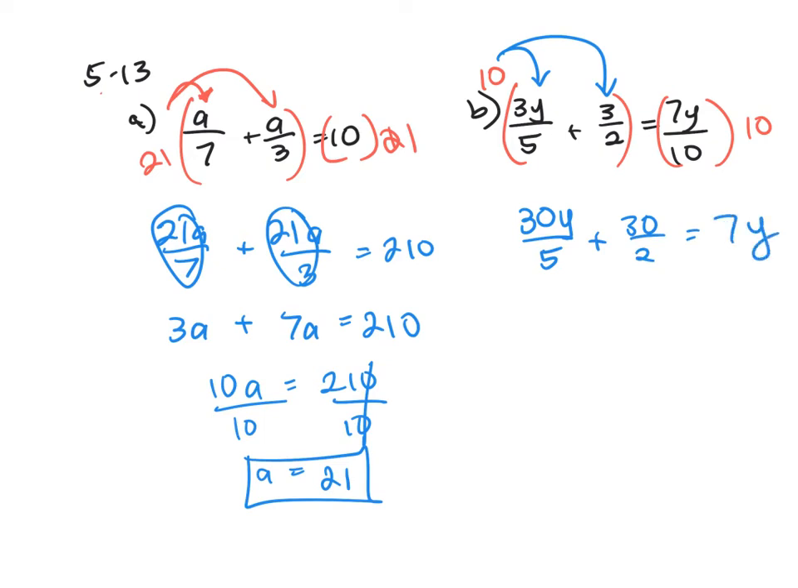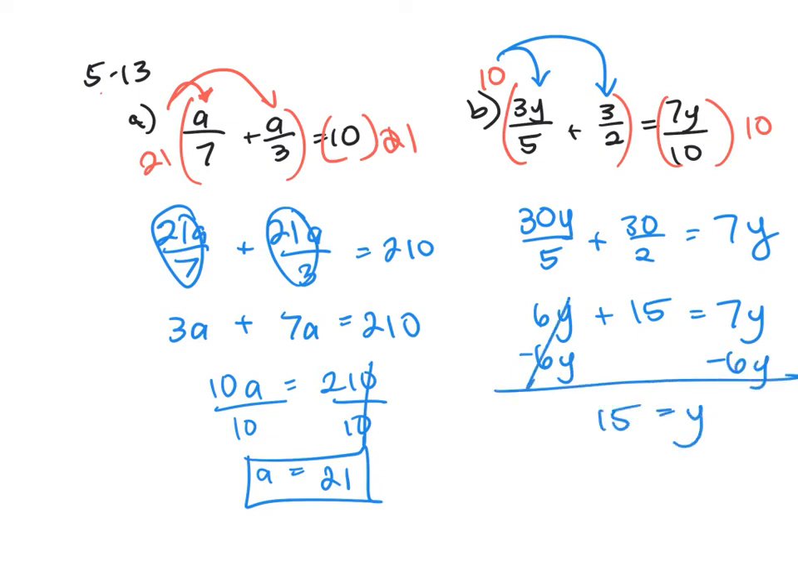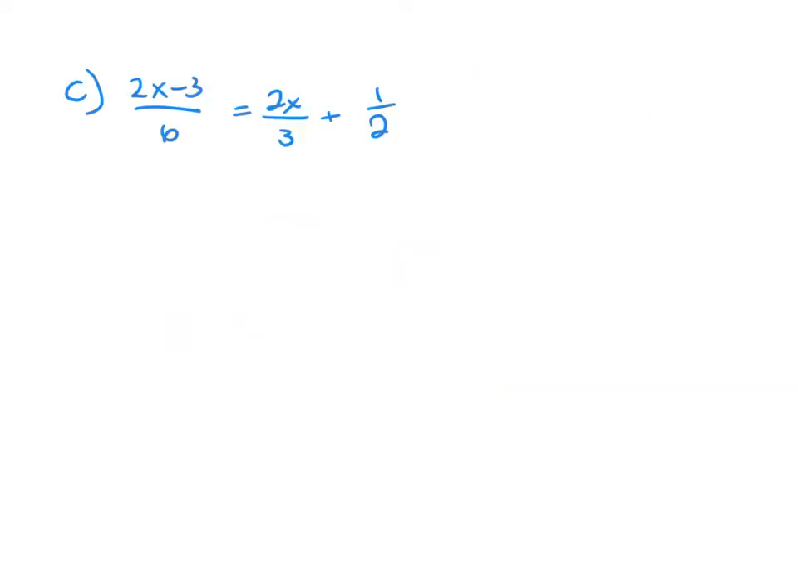So again, 30 over 5 is 6, so 6y over 15 equals 7y minus 6y on both sides. This goes away, I get 15 equals y. Okay. Write this in your notebook.